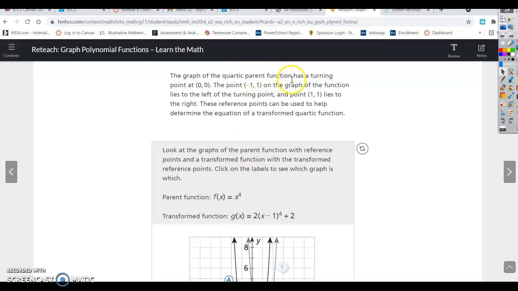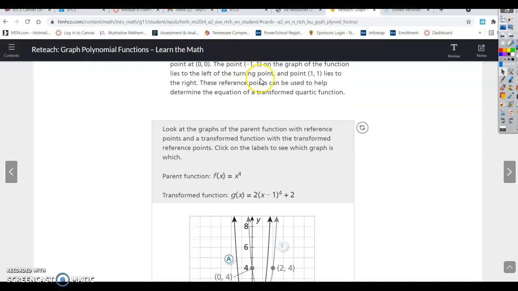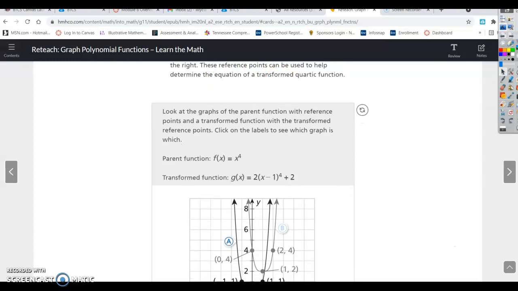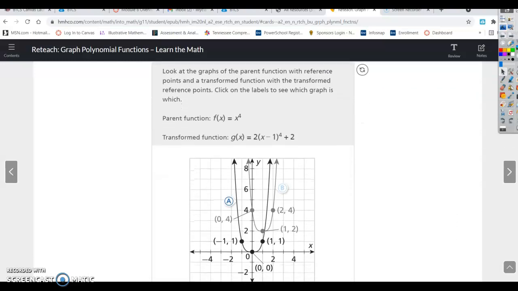A quartic parent function has a turning point at (0, 0), and the point (-1, 1) on the graph of the function lies to the left of the turning point and (1, 1) lies to the right. These reference points can be used to help determine the equation of a transformed quartic function.